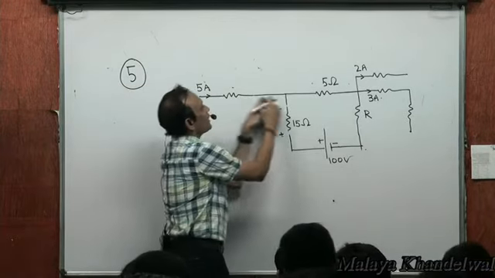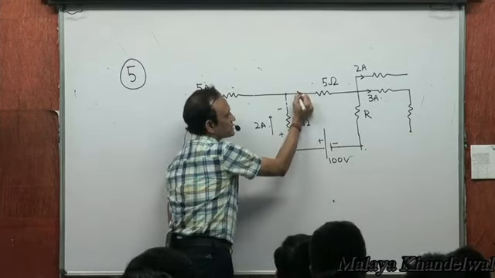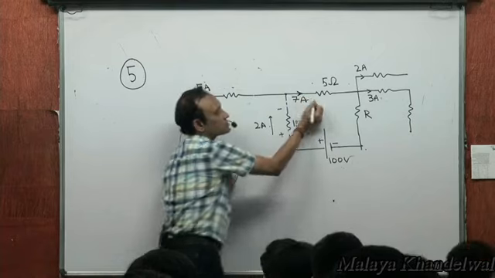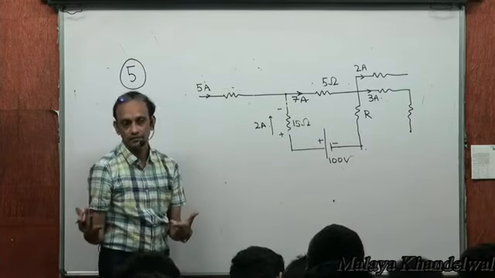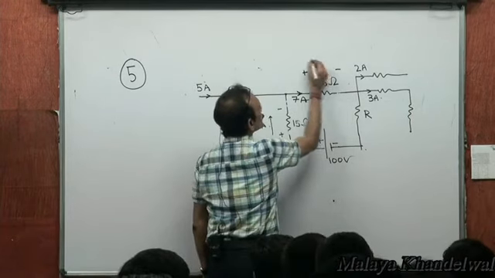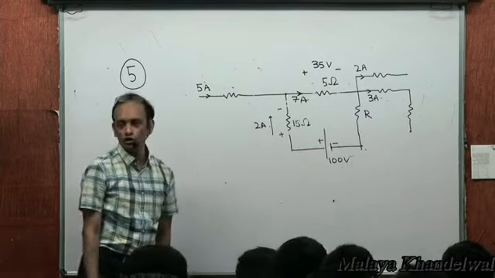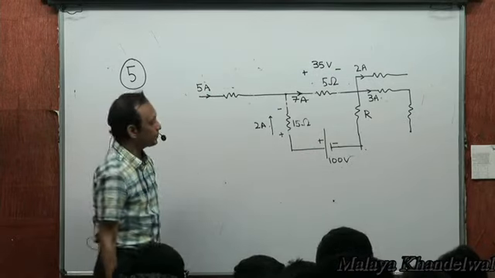See, there are 5 amps coming to this junction, and 2 amps coming to this junction. Algebraic sum, that means there must be 7 amps leaving this junction. Whatever comes in must be leaving, right? Which means now across this 5 ohms, there is a 35 volt drop. There is a 35 volt drop across this, right?